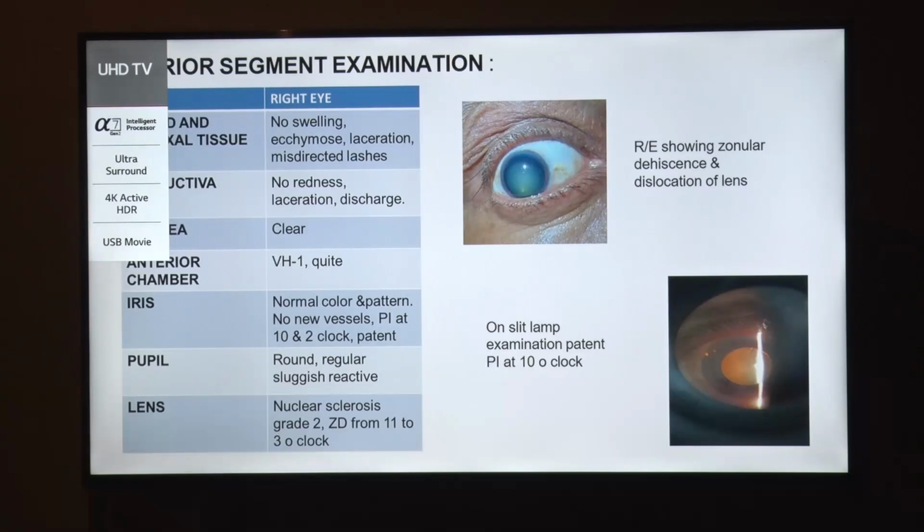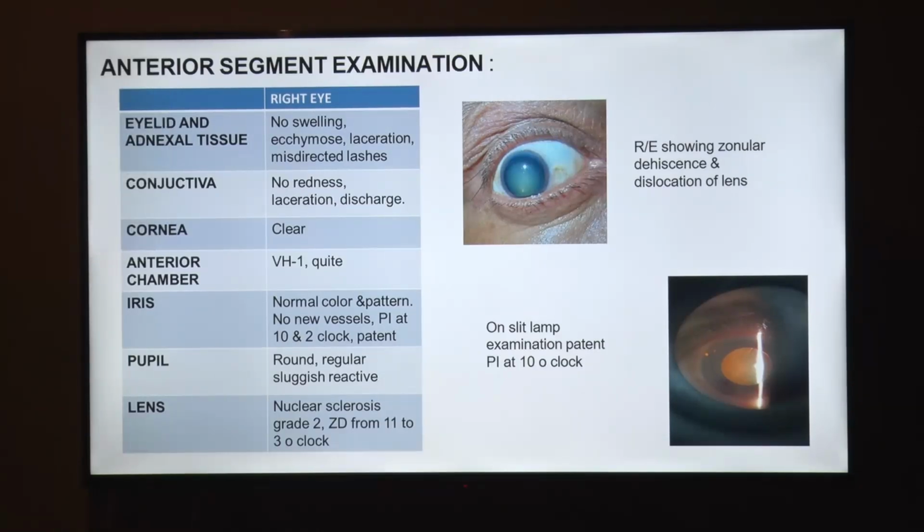right eye, with deviation from the 11 o'clock to 3 o'clock, 4 o'clock hour, and there is a PI present in the right eye at 10 o'clock, which was done elsewhere.